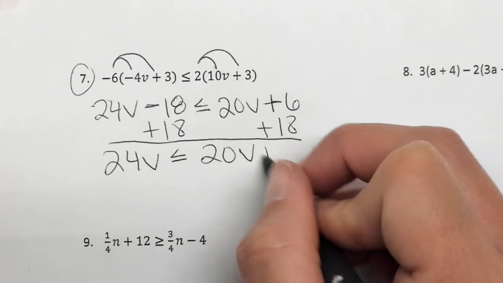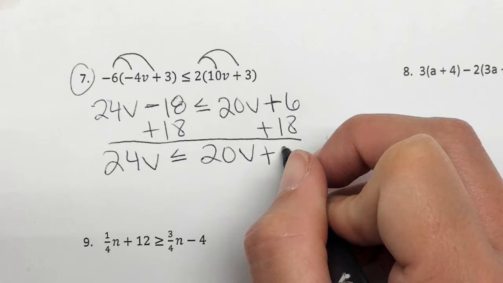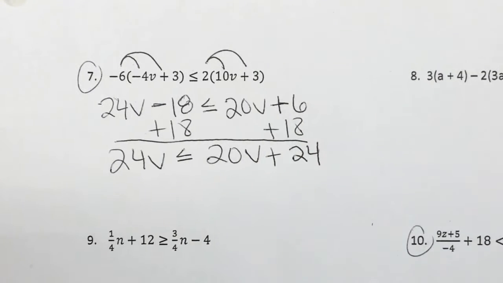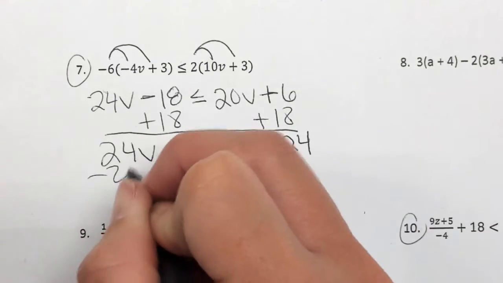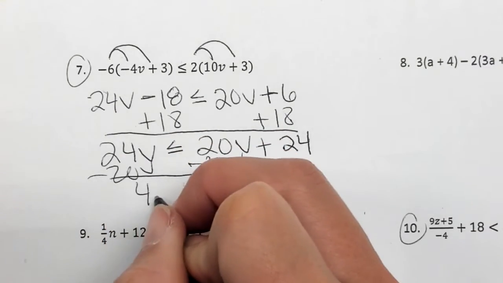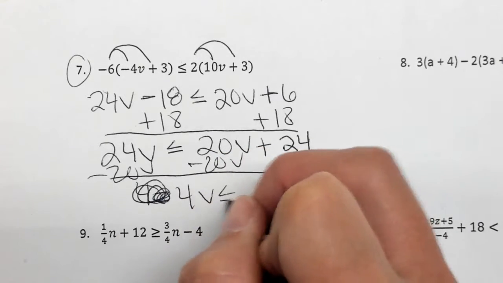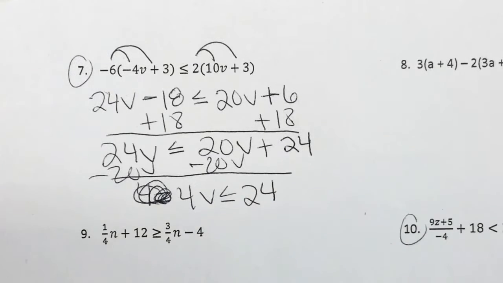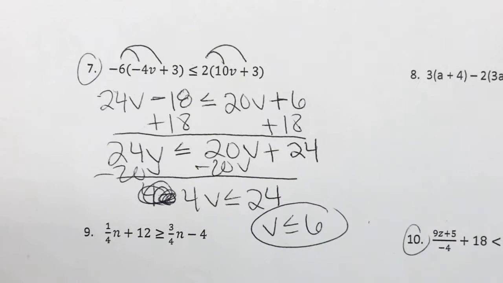20v plus what, Simon? Very good. Alright, Hope, what to do from here? Good. So we get 4v, oops, I almost put a z. 4v less than or equal to 24. And then we do what, everybody? Do I change my sign? No. Why? Very good.